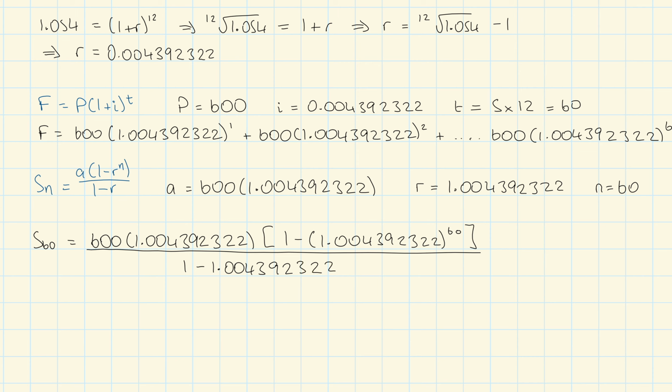1.00439232. So just be careful putting this into your calculator. Set up your fraction form. 600 bracket 1.00439232. Close that bracket. Open a bracket again, 1 minus another bracket 1.00439232. Close that bracket to the power 60. Come over again and close your initial bracket, and then all over 1 minus 1.00439232.